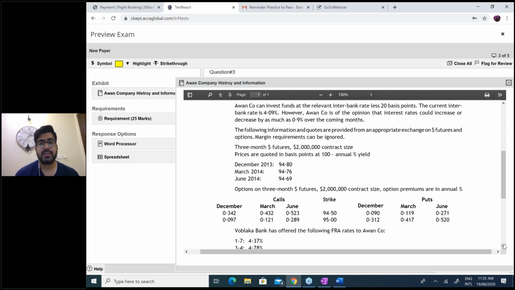The following information and quotes are provided from an appropriate exchange on futures and options. Margin requirements can be ignored. 3-month futures are provided. 2 million is the contract size. Prices are quoted at 100 minus yield percentage. December 2013 futures price is 94.8, March 2014 futures price is 94.76, and June 2014 futures price is 94.69.